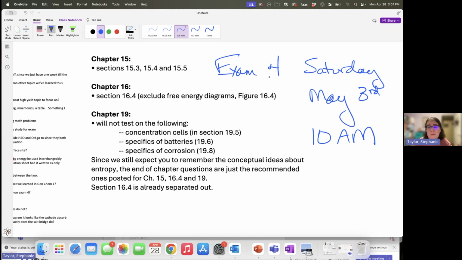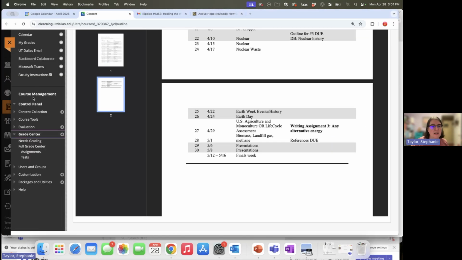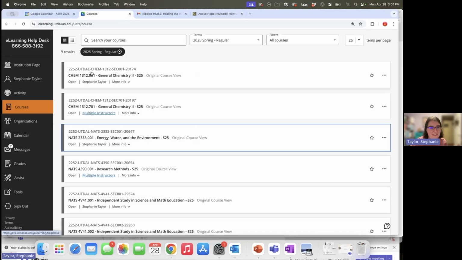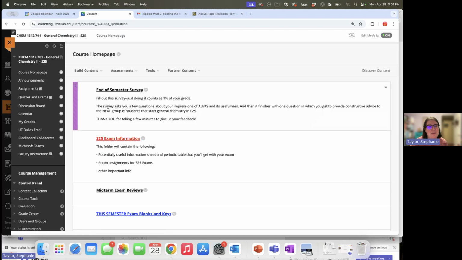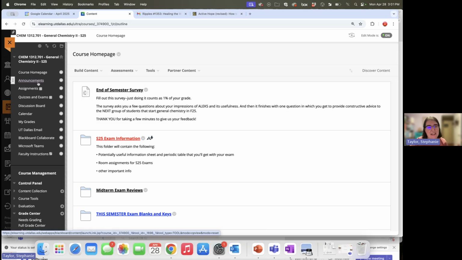So Exam 4 is this Saturday. That is May the 3rd. It is still at 10 o'clock in the morning. I will pull up those seating arrangements if you'd like. They are the same as we've seen before. Whoopsies. And I've been preparing for other classes because I've also been trying to figure out what all is left due. Don't forget, by the way, the end of semester survey. Do that. Don't forget to do that.